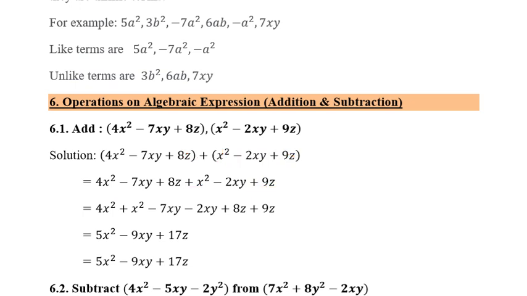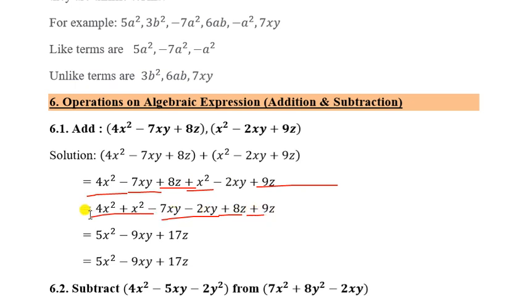After that you have to arrange all the like terms. See here, folks, 4x square and here also x square. So you have to arrange 4x square plus x square with sign also. See here minus 7xy and here minus 2xy. So I have to arrange here minus 7xy minus 2xy. Here plus 8z, here plus 9z. So plus 8z plus 9z.